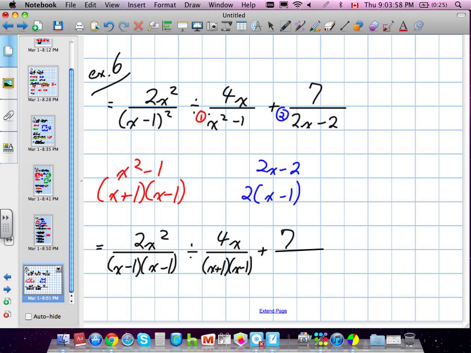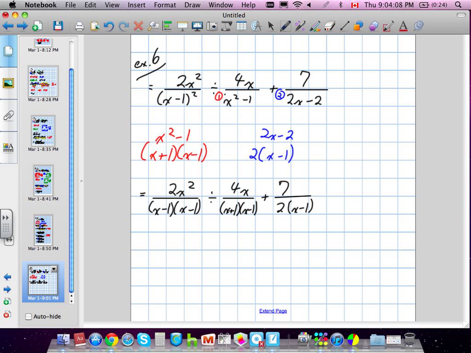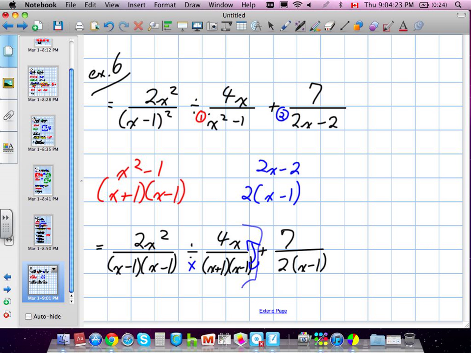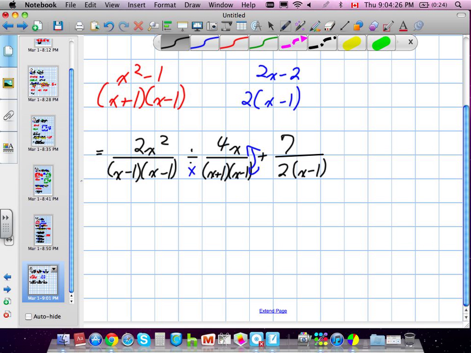Now, technically, what we're going to have to do is, because it's a division question, according to BEDMAS, we deal with division first, right? So I'm going to deal with that first. And because it's division, I'm going to flip this and make it a multiplication sign. So I'm going to flip that second fraction there. So let's turn the page again. What that's going to become now is 2x squared times, and on top we're going to have x plus 1, x minus 1.